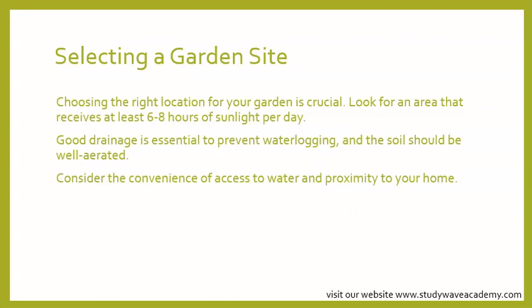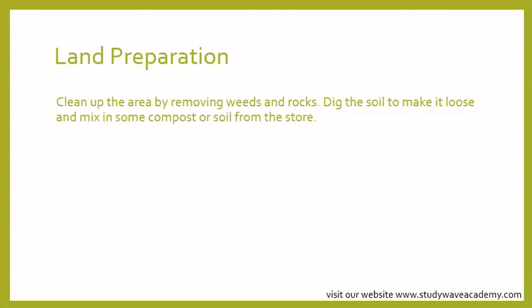Okay, so firstly, you select a garden site. Find a sunny spot in your garden where water doesn't collect after rain. It should be easy to reach your home. Okay? Next, land preparation. Clean up the area by removing weeds and rocks. Dig the soil to make it loose and mix in some compost or soil from the store.